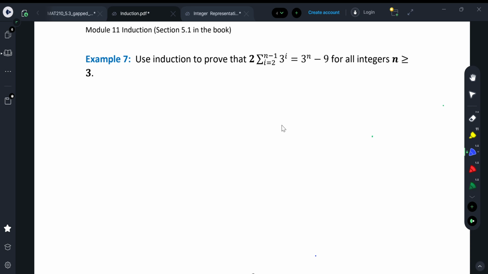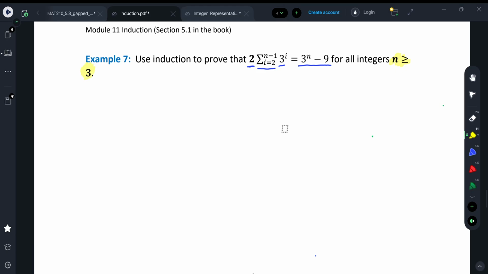Hey all, so we are proving this question using induction. I have to prove that 2 times the summation of i going from 2 all the way up to n minus 1, 3 to the power i is equal to 3 to the power n minus 9. And the base case, there is a hint right there for you. The n starts at 3.